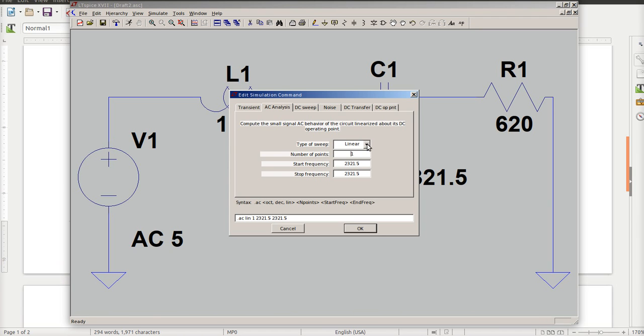Since we're just doing one point, it really doesn't matter what type, so just pick linear. But I think you could use the others. I don't know if they'll fail because there's only one point or not. Number of points is 1, and then you put in the same frequency twice. And that's the extent of the analysis we get. When you get into deeper college level classes and you start looking at system frequency response over a range of frequencies, that's really what this is for. So we're just using it for the one frequency we care to study in electronics.